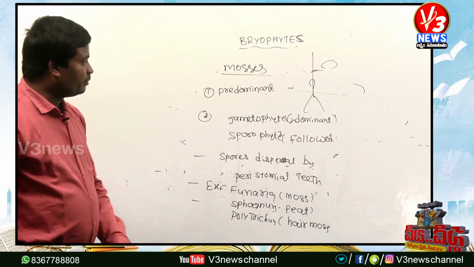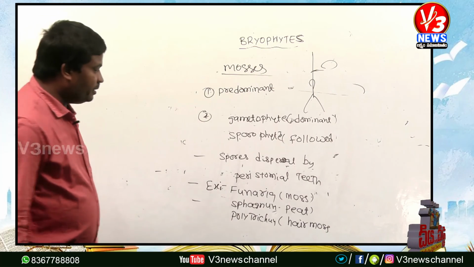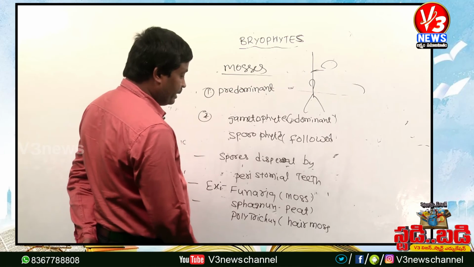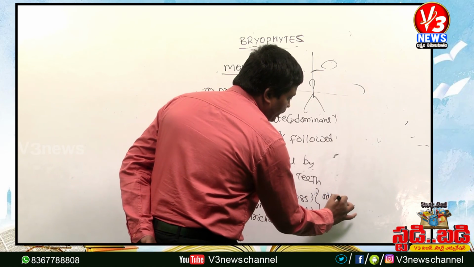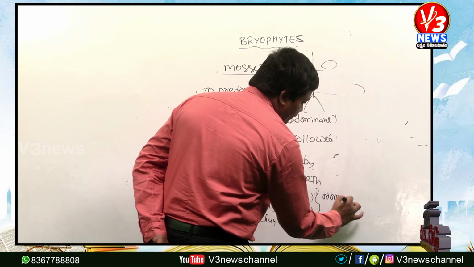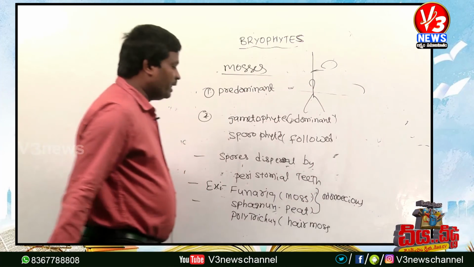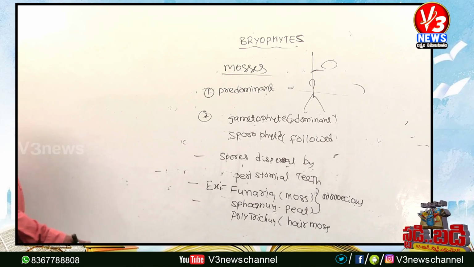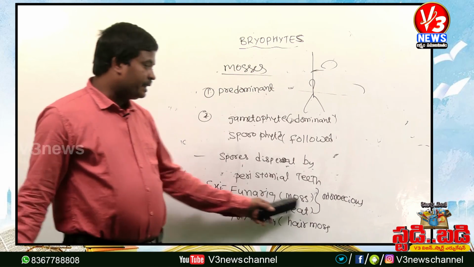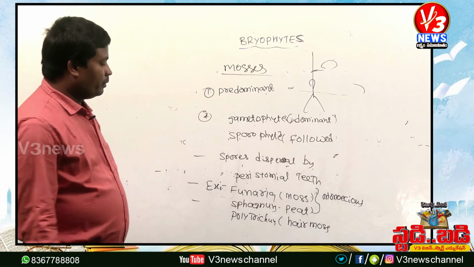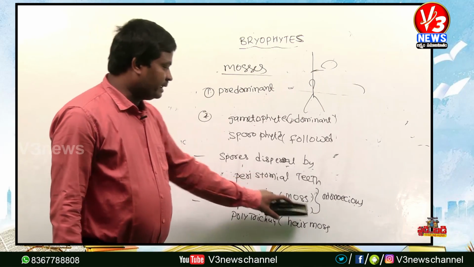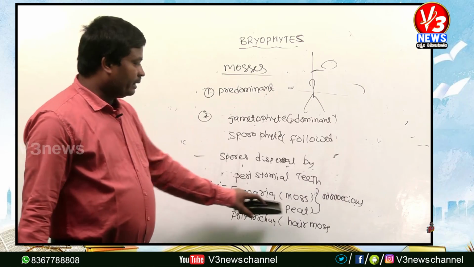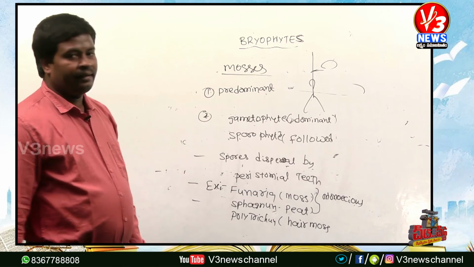For example, in liverworts, Marchantia is dioecious. According to the NCERT diagram, Funaria and Sphagnum are monoecious. But what is monoecious? Male and female reproductive organs, antheridium and archegonium, present on the same plant is called monoecious. Very, very important. Funaria is a moss plant, Sphagnum is a peat moss, Polytrichum is a hair moss.